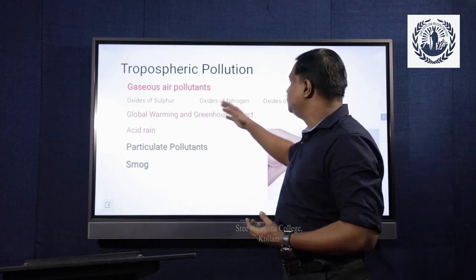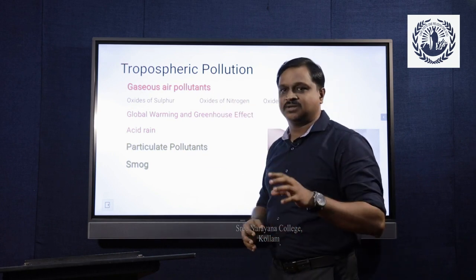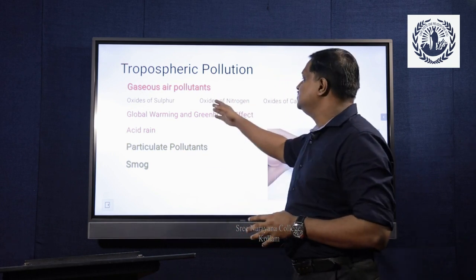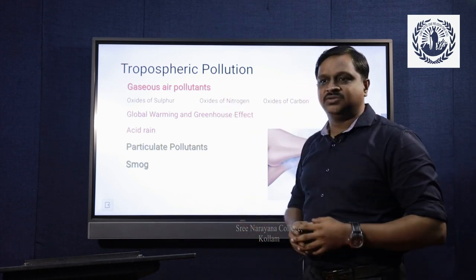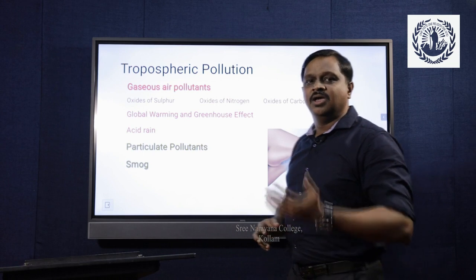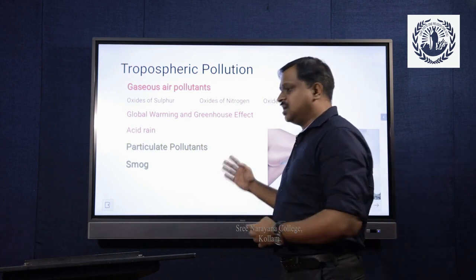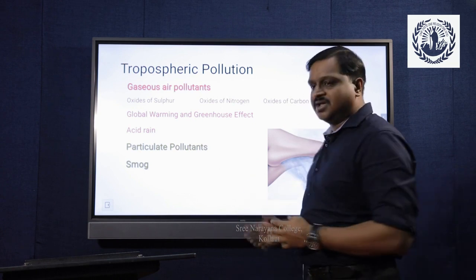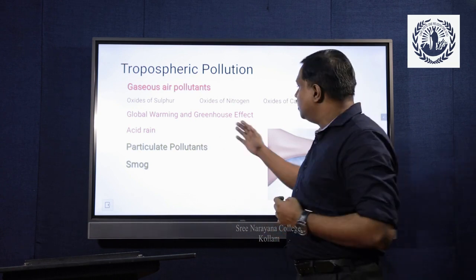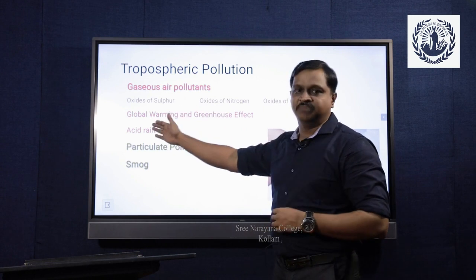Sometimes we are able to control the oxides of nitrogen in a somewhat better way. These are being emitted from vehicular pollution. And finally, the oxides of carbon: everybody knows that there is carbon dioxide and carbon monoxide. Carbon monoxide is very harmful to all living organisms. And finally, carbon dioxide actually causes the greenhouse effect and global warming.